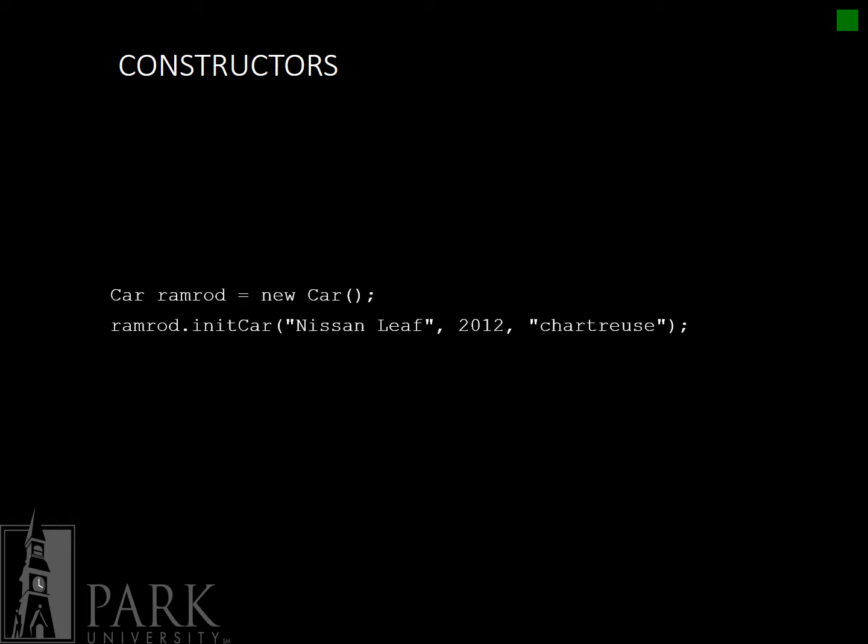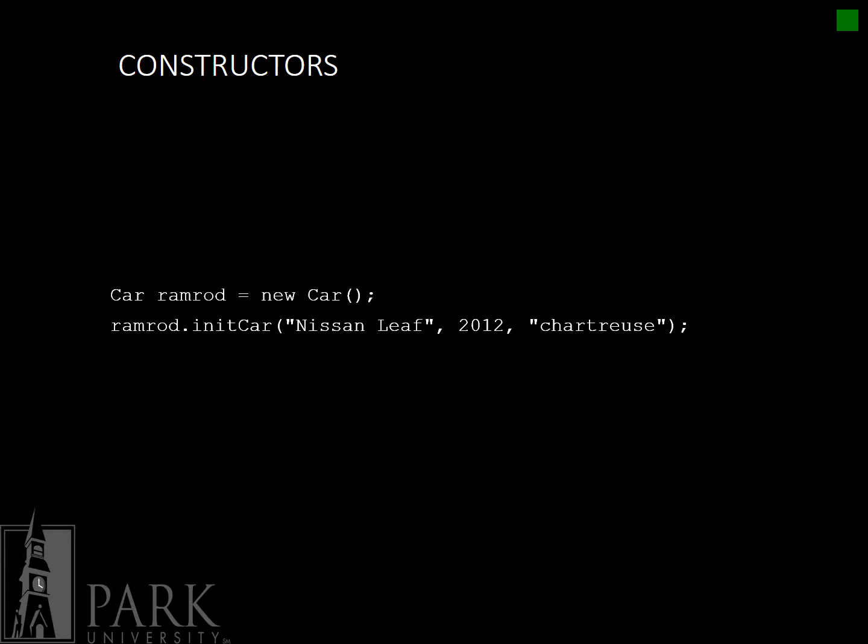As an alternative, you could use a single method to initialize all of the object's instance variables after you create that object. For example, you could define a single initCar method to initialize car objects and use it like this, like car ramrod. We're going to create an initCar method, and we're going to pass in all the attributes that we need to set.